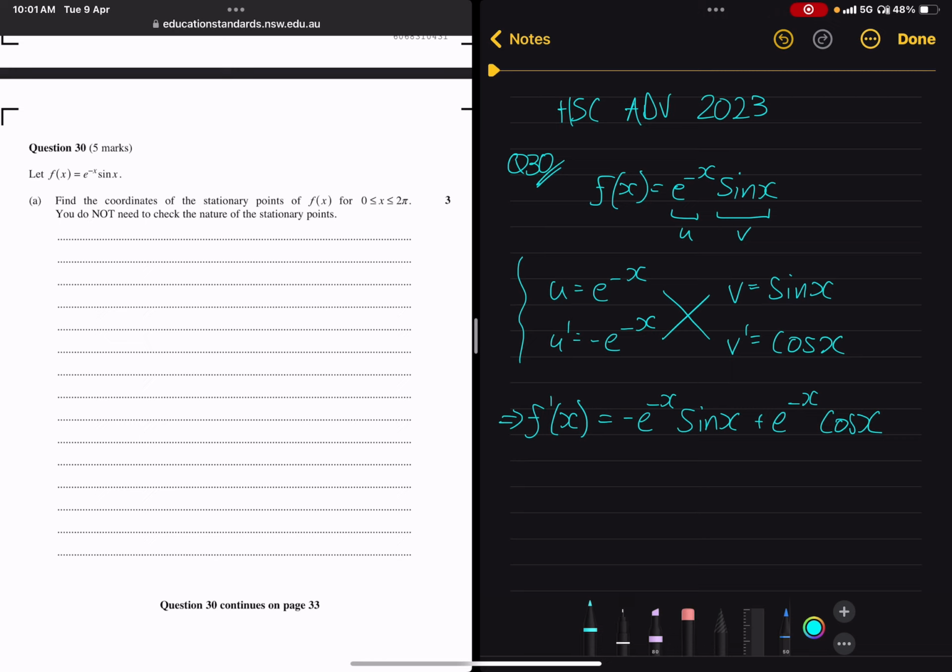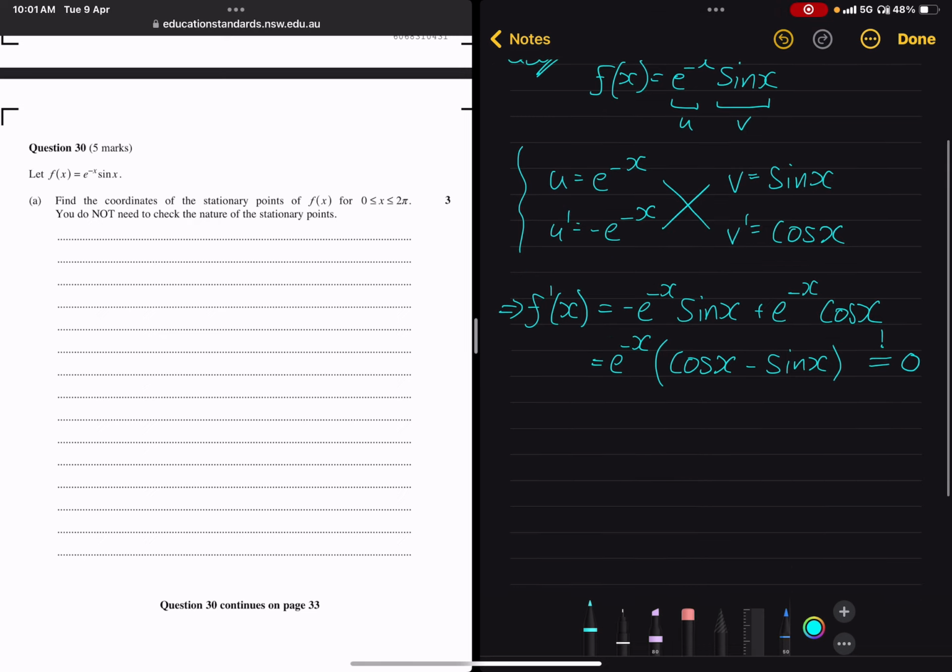And we can factorize this. We can take e to the minus x out the front, and then we've got minus sine plus cosine. So we'll write this as cosine x minus sine x. Now for stat points, this is going to be equal to 0. So this is our condition. This has to be equal to 0. We'll use a little exclamation point to demonstrate that this is a condition imposed on the question.